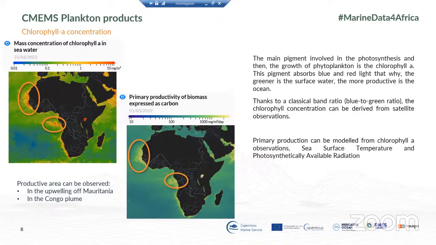On the two maps on the left are represented two specific events. You have a high productivity in the opening of Mauritania, and also high productivity in the Congo plume. You can see these features on the two maps for the chlorophyll and also for the primary production maps. Thanks to the pigment composition, we do not have access only to the chlorophyll concentration, but we can also get a little bit more information on the biological composition of the seawater.